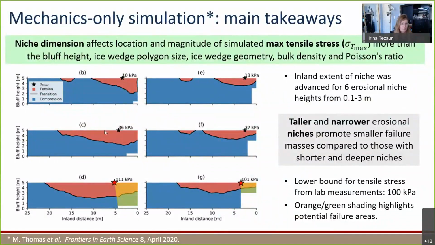Okay, so these pictures are showing you 6 different erosional niche heights that range from 0.1 to 3 meters. And the stars indicate the value and location of the sigma T max. And basically what you can see is that it's these shorter and deeper niches that were more likely to fail. Okay, and that's probably consistent with what you would intuitively expect. And these bottom two were the ones for which the sigma T max exceeded the lower bound for tensile stress from lab measurements of 100 kilopascals. And so the shading here just shows you potential failure areas, what's going to break off, essentially.